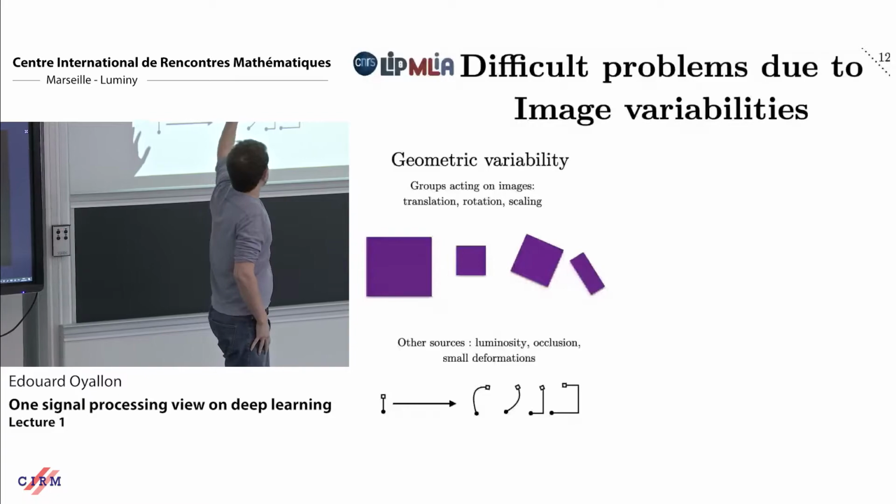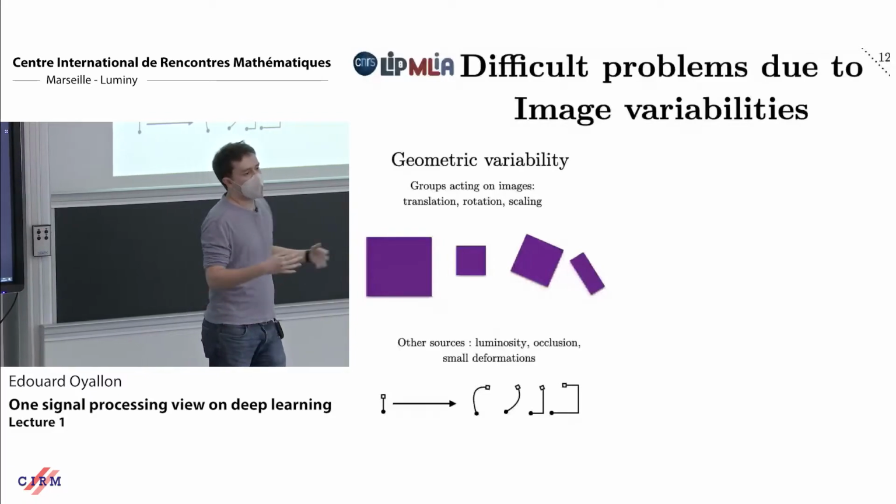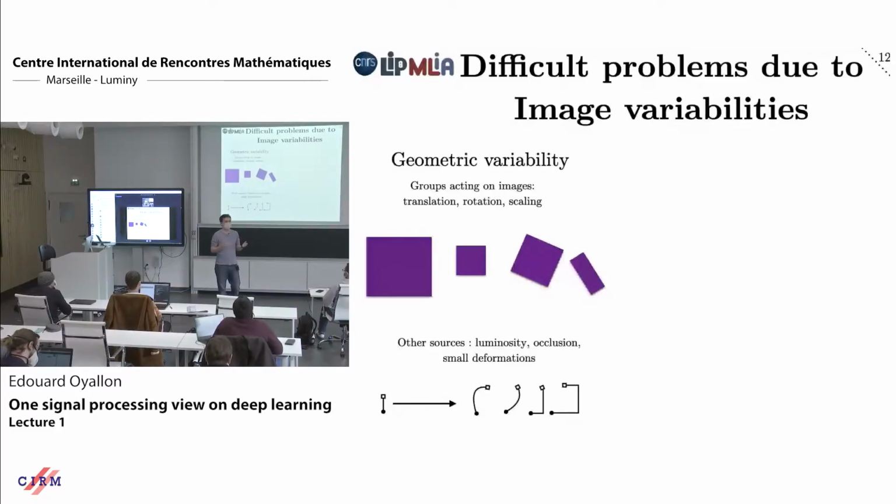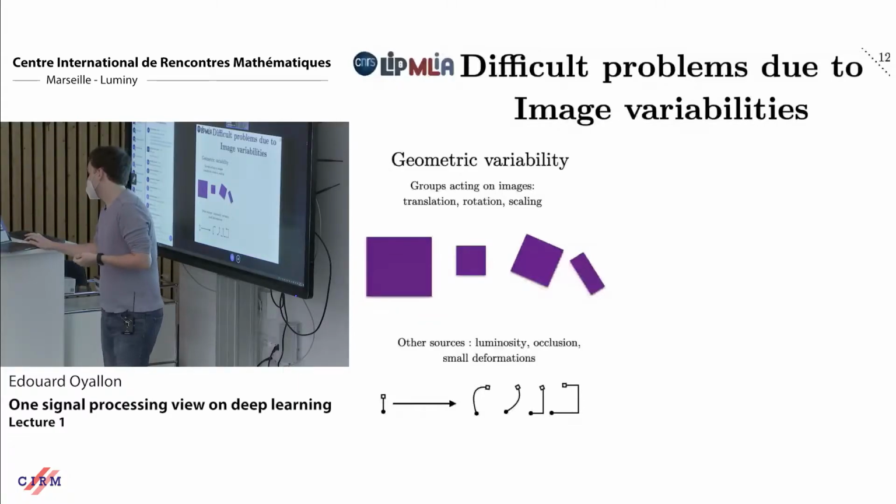The nice thing about all this is the fact that you have an explicit way to express those variabilities. I mean, a rotation of an image, you can definitely write it. It's some linear operation. So this is nice because it means that we can definitely find a way to handle those variabilities.